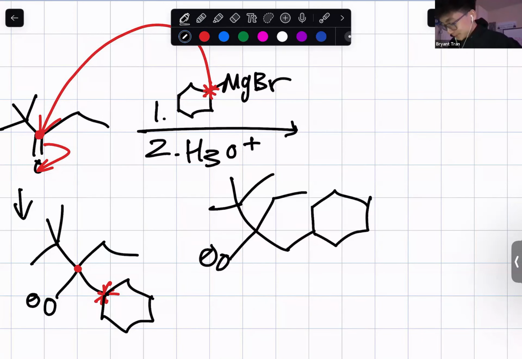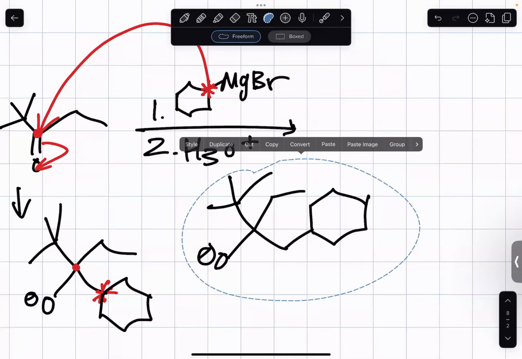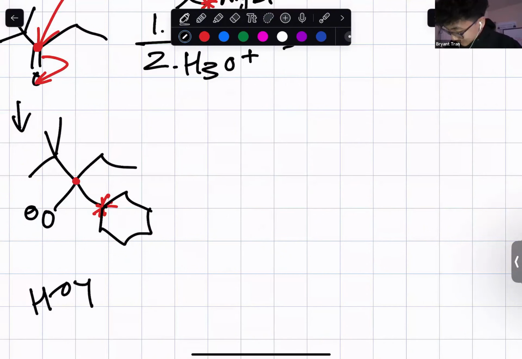Butyl, ethyl, O minus, and yeah, it's the exact same thing. Nice. And then I did it right? Yeah, you did it right. Correct. Okay. Nice. Okay. Right. So that's organometallic reaction review.